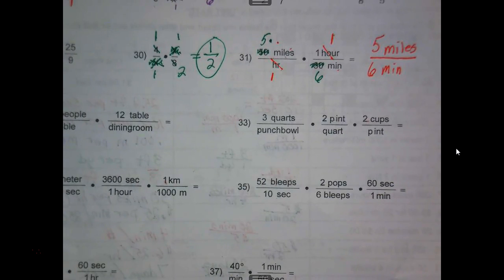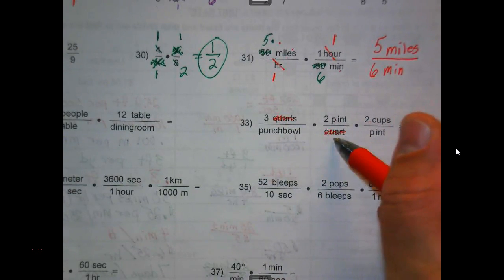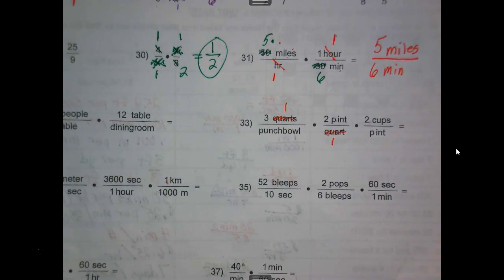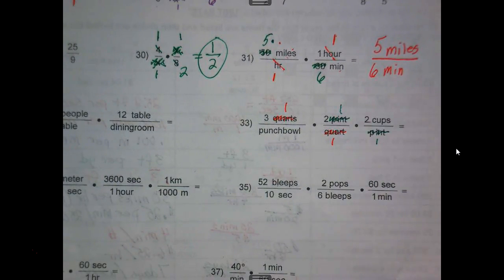Just won't pay attention. 33. Quart and quart cancel out to 1. Pint and pint cancel out to 1. And that's all I have.